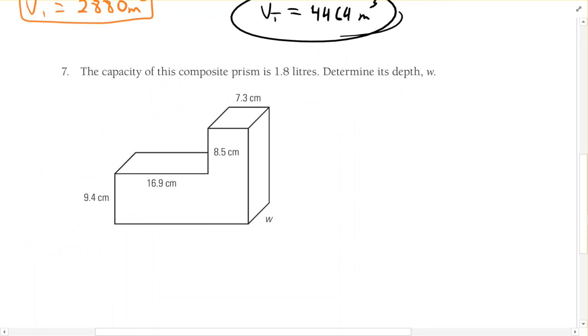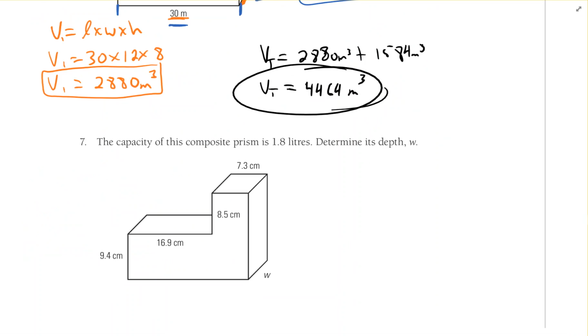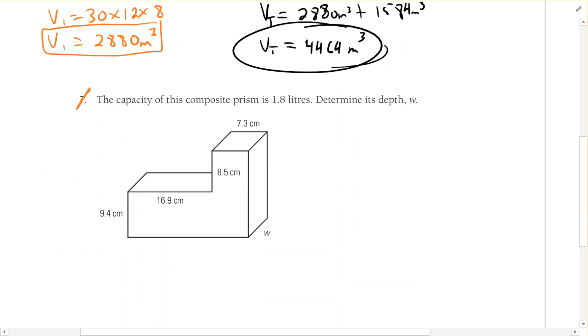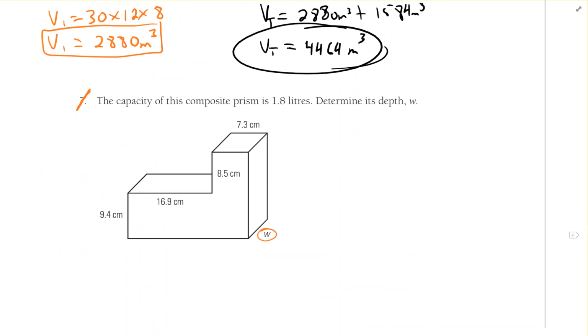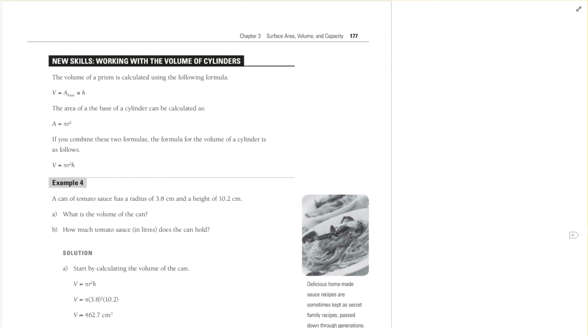Okay, number 7. We are going to take off number 7 too. That one's quite a bit too difficult, I think. Let's go on to page number 77 of your book.